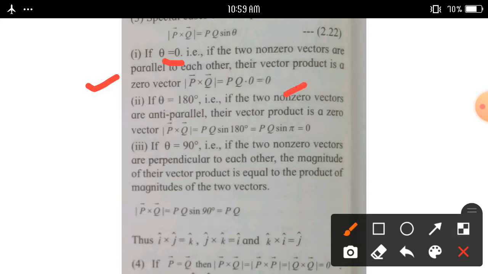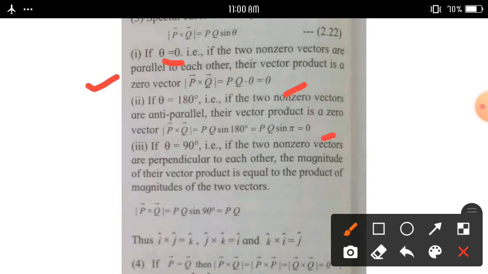Next case, if theta is equal to 180, that is if two non-zero vectors are antiparallel, their vector product is a zero vector. We can write p bar cross q bar is equal to pq sin 180. Here sin 180 is equal to 0, that is pq into 0, we can write this 0.